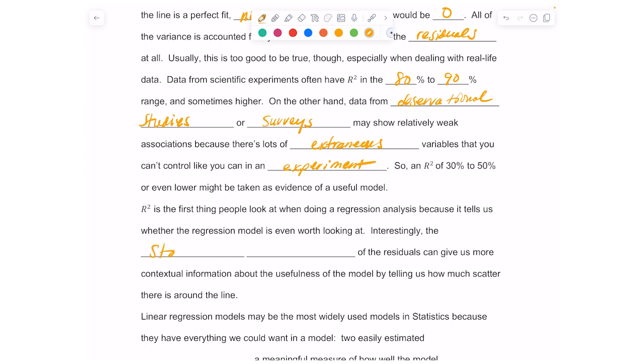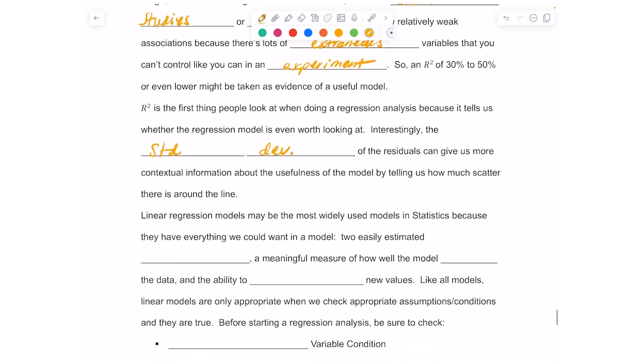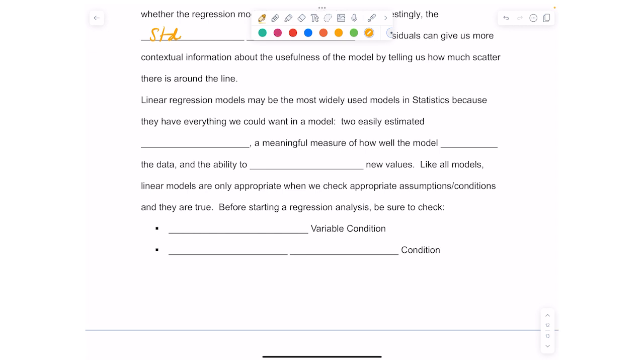Interestingly, the standard deviation of the residuals, remember that's SE, can give us more contextual information about the usefulness of the model by telling us how much scatter there is around the line. Linear regression models may be the most widely used models in statistics because they have everything we would want in a model: 2 easily estimated parameters, a meaningful measure of how well the model fits the data, and the ability to predict new values.